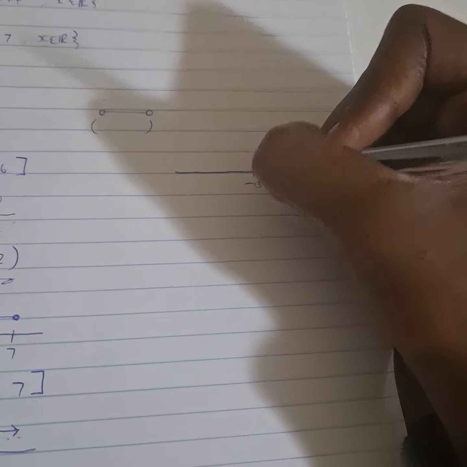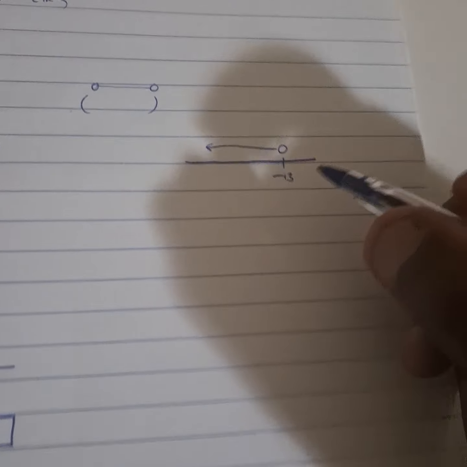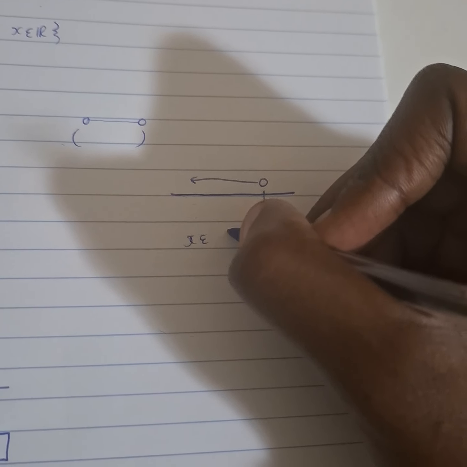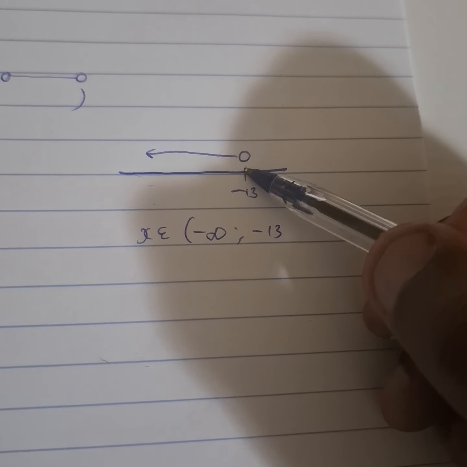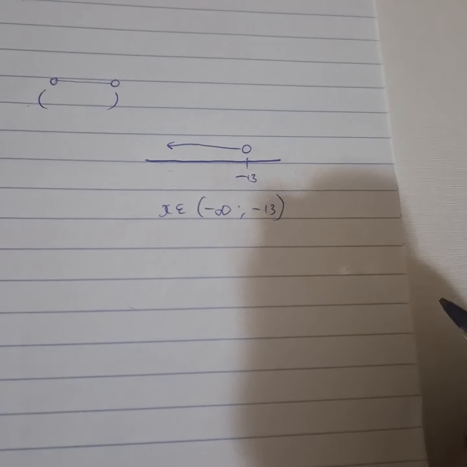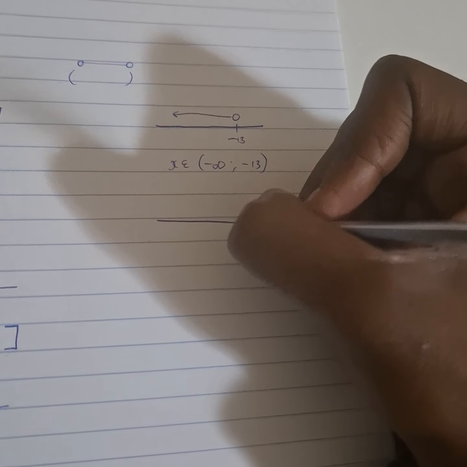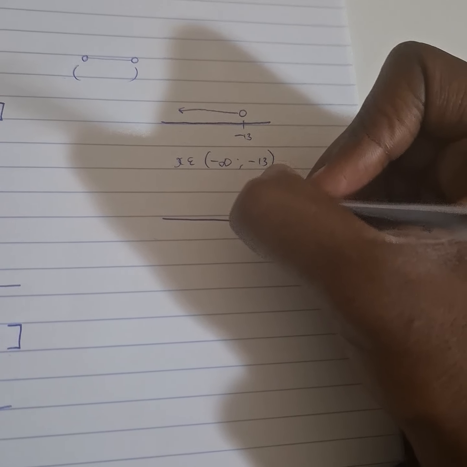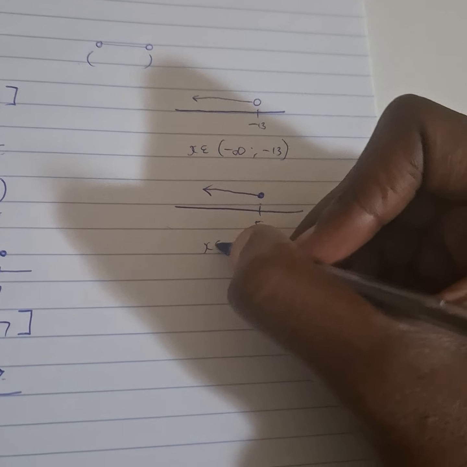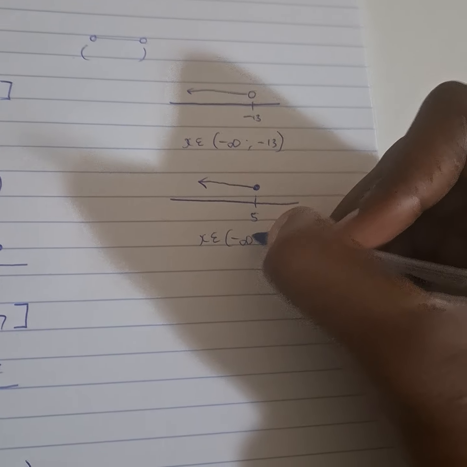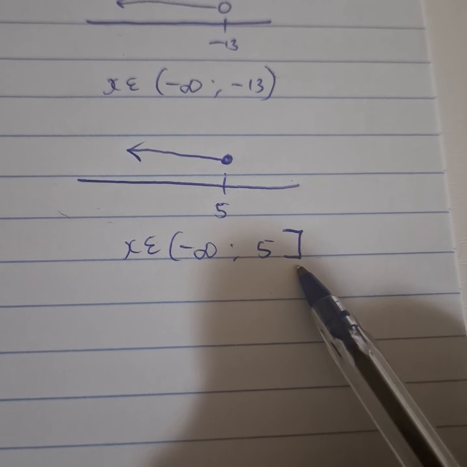Let's say we have -13, we have an open dot again, and the arrow this time around is facing that side. What do we say here? All we simply do is say x is an element of -infinity to -13. Now since it's an open dot, it means open bracket. And then one last small example. Let's say we had, for interval notation, 5, we have a shaded dot, and the arrow points that way. What does that mean? It means x is an element of, we say -infinity to who? To 5. And we use a closed square bracket.